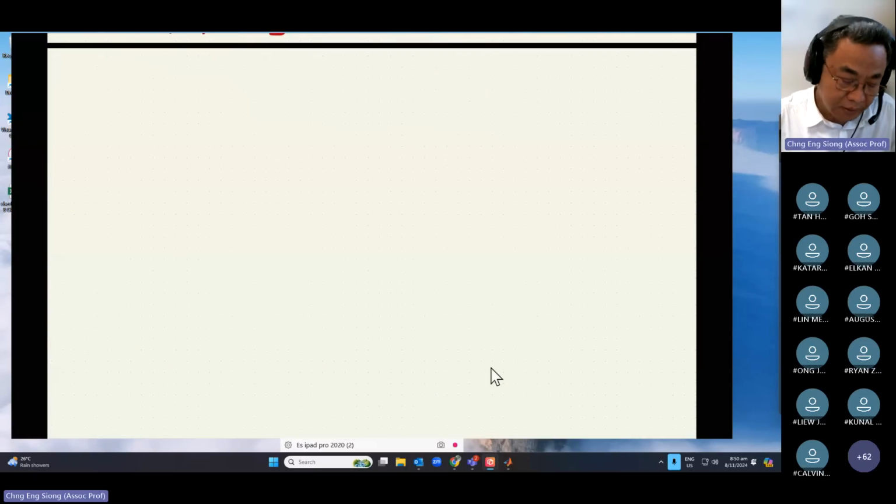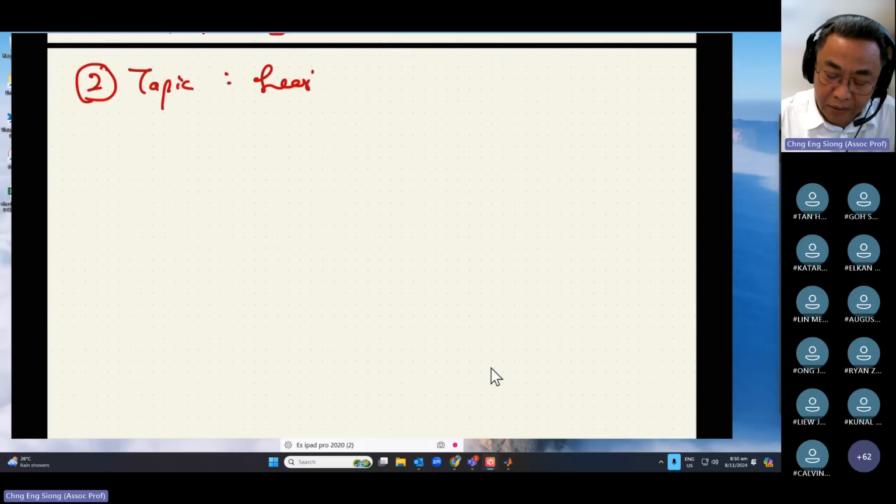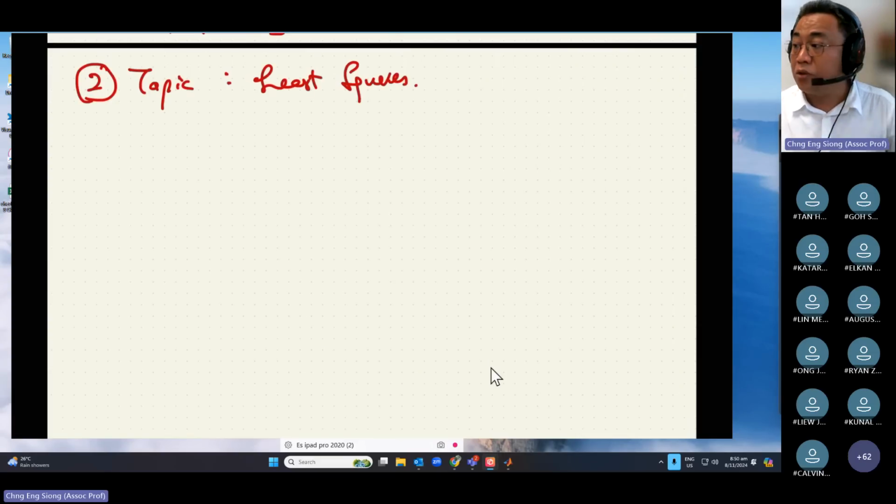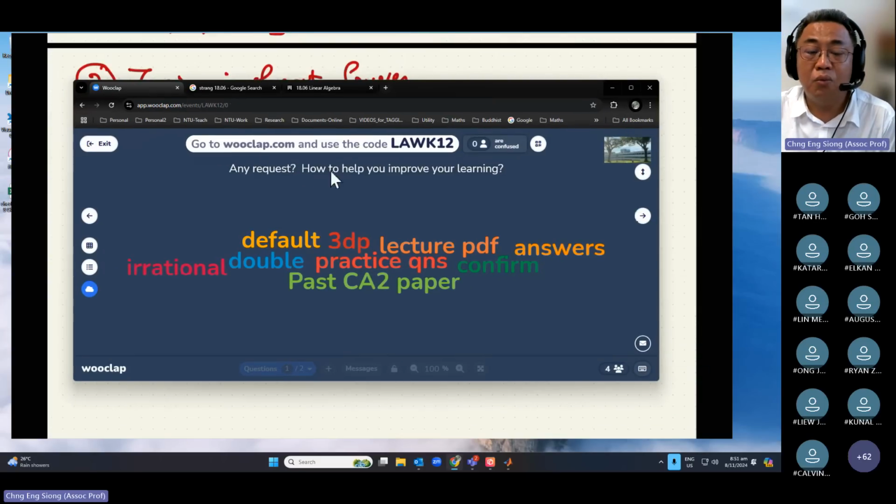So now let's start with the second topic, the topic of least squares. I hope by now you understand what kind of questions we are asking. This is not straightforward. You cannot just do one step and get the answer. You have to do at least 2 or 3 steps, and you have to understand the basics very well. Any requests, guys, before I proceed to the second topic?